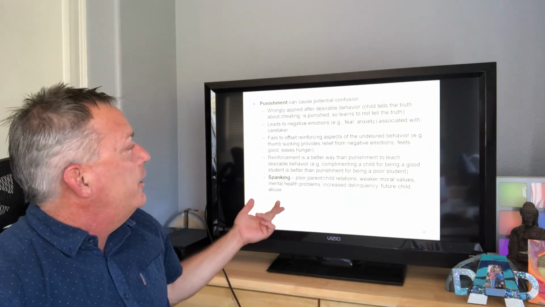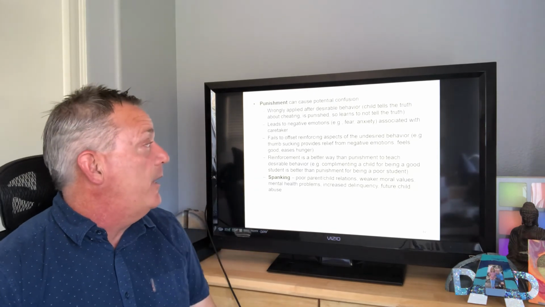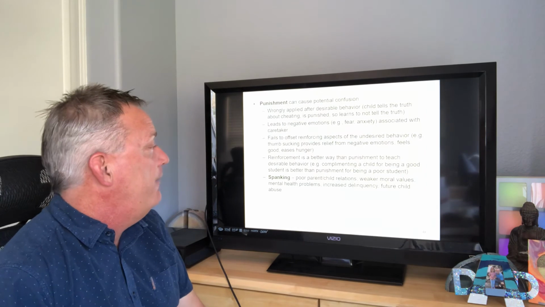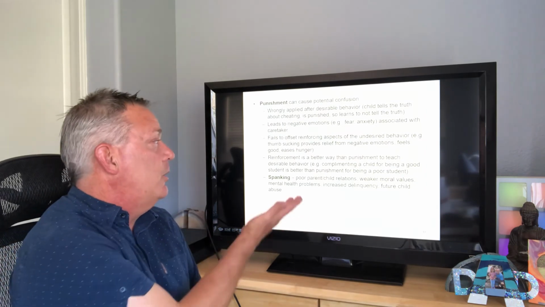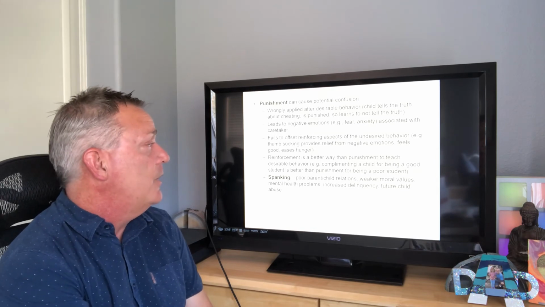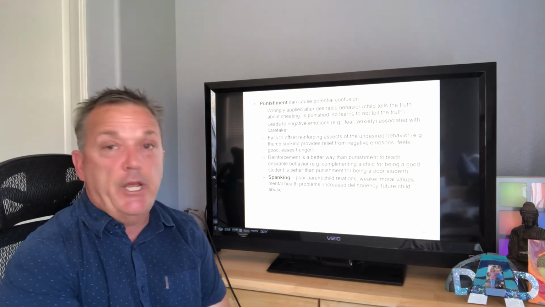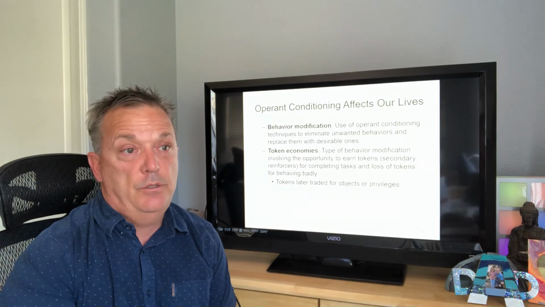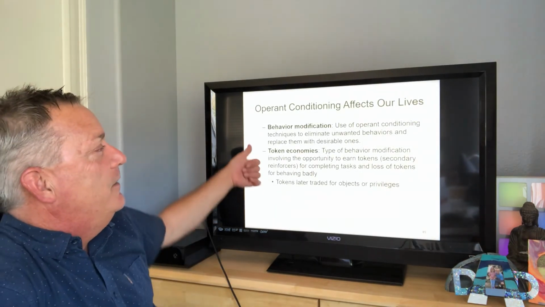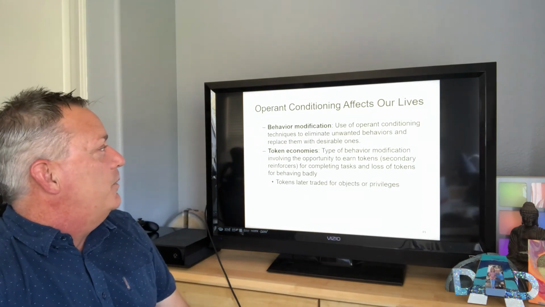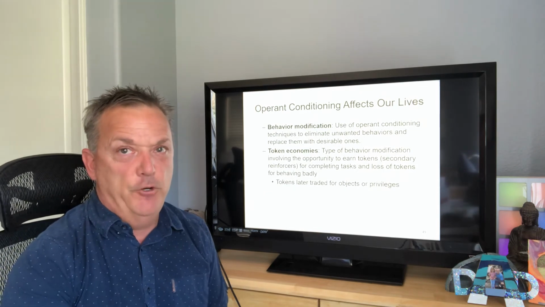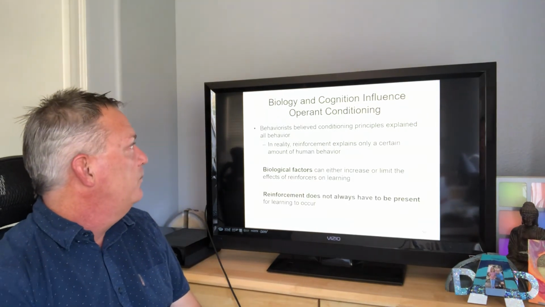Feels good, eases hunger. Reinforcement is a much better way than punishment to teach kids, or teach desirable behaviors. And spanking leads to a lot of issues: poor parent-child relations, weaker moral values, mental health problems, increased delinquency, future child abuse. BMOD is the use of operant conditioning techniques to eliminate unwanted behaviors and replace them with desirable ones. Check out the token economy and the idea of that for BMOD, behavior mod.